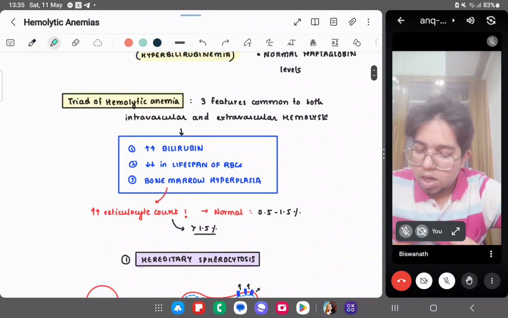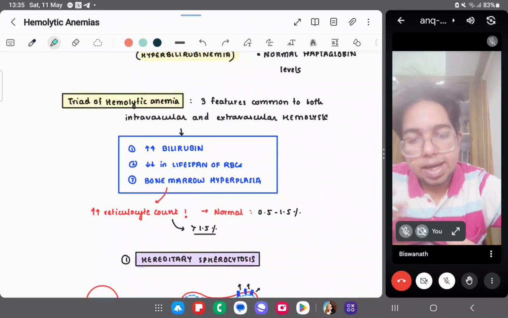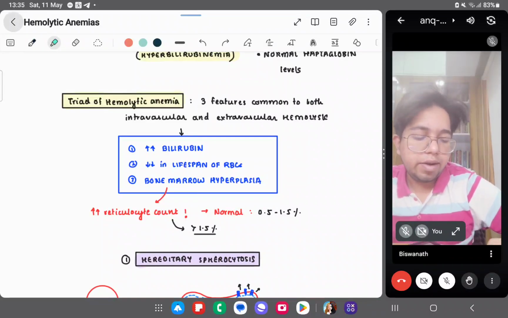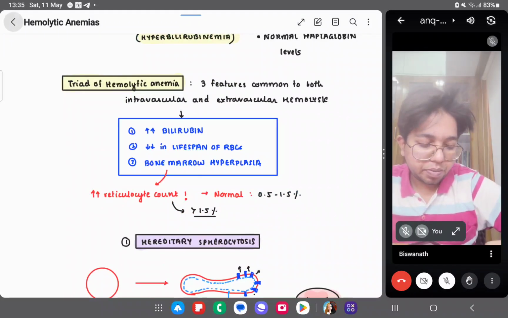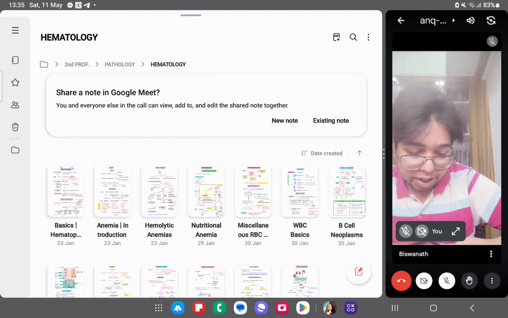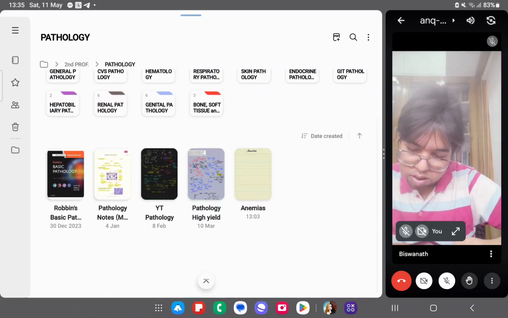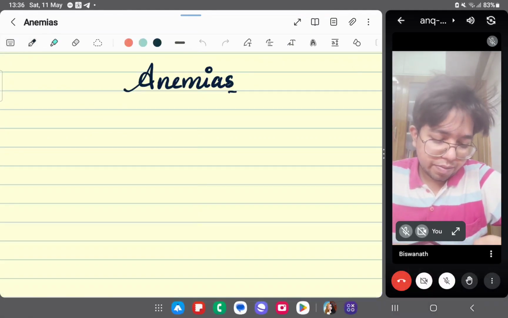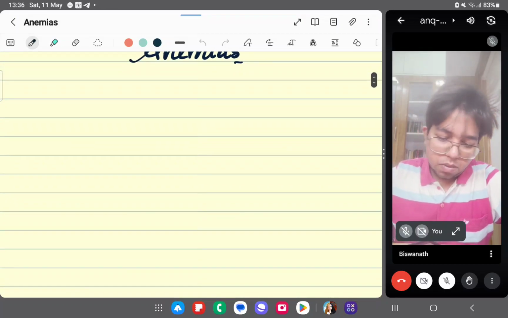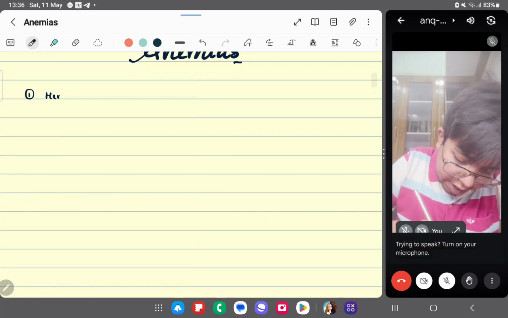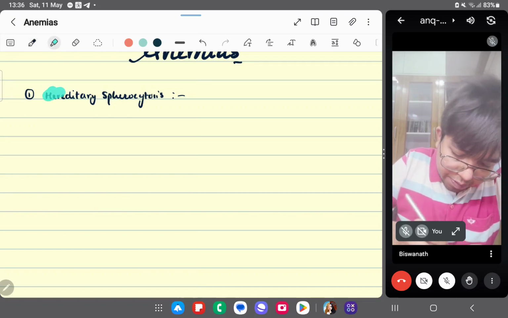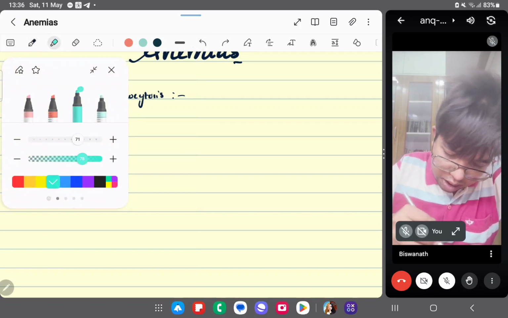Done. Next, we'll come to the diseases. We'll come to the anemias one by one. From now onwards, I'll be writing things because it will be more understandable as per your PPT. Okay, let's start from here. First, we'll discuss hereditary spherocytosis.